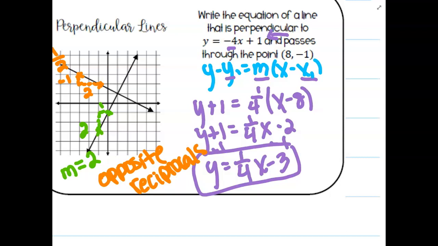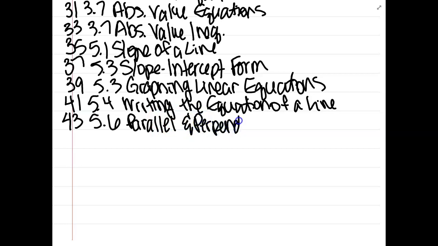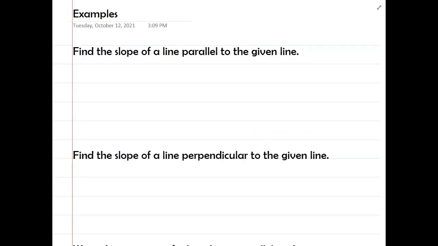All right, let's get this glued into page 43. This is section 5-6, and it is parallel and perpendicular lines. So first thing, let's practice that. Let's practice just finding the slope of a line parallel to the given line. So number 1, y equals 2/3 x minus 3.